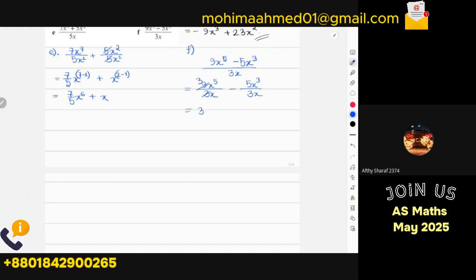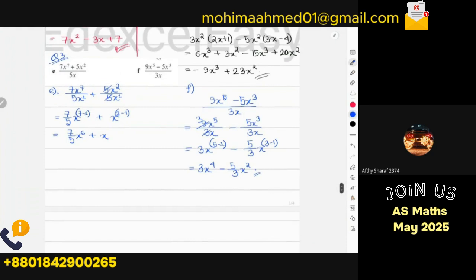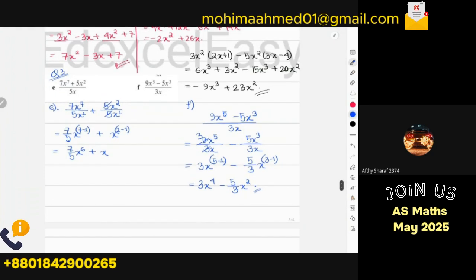So basically you have 3x^(5 minus 1), and then this is subtracted with, I cannot simplify 5 and 3 together. Again, they are prime numbers, so prime numbers cannot be simplified anymore. So you have to write 5 over 3 and x^(3 minus 1). So basically you have 3x^4 minus 5 over 3 x^2. Right? That is your final answer. That was E and F. Is there any question till now for question 3?